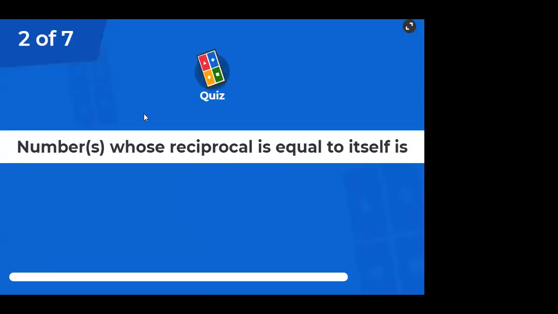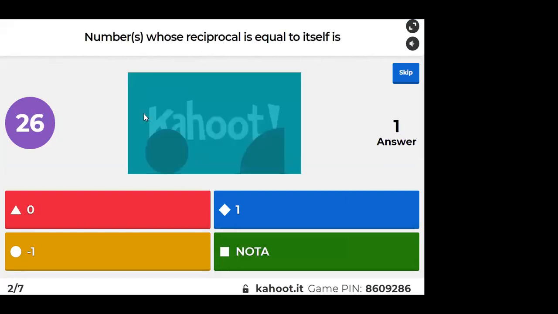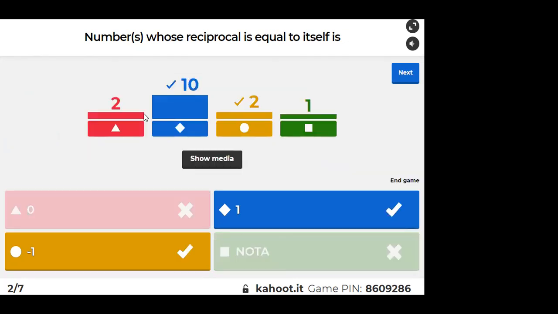Next. Numbers whose reciprocal is equal to itself is. This is of multiple answer, more than one answer. Everyone, please message. Two students haven't messaged. Okay, yes, the answer is 1 and -1 both. No, it is not 0, right?